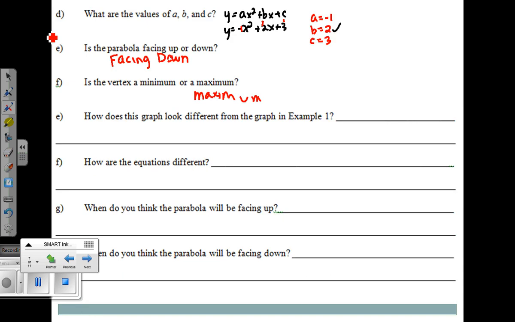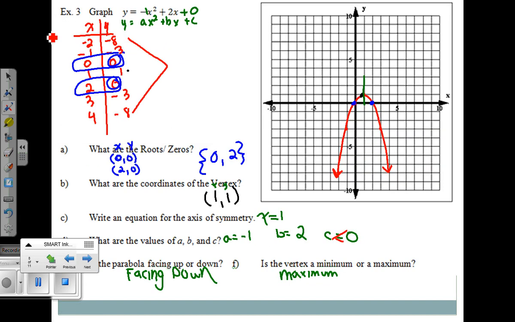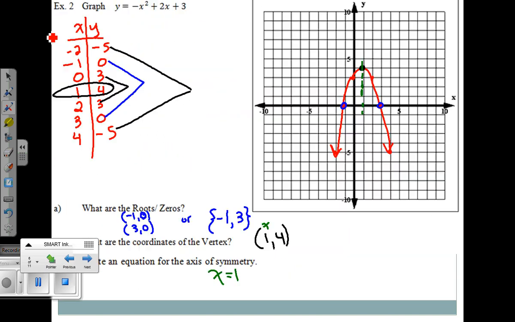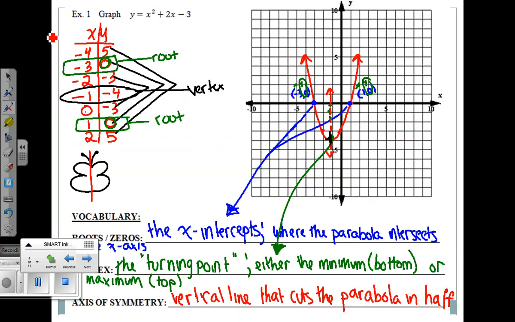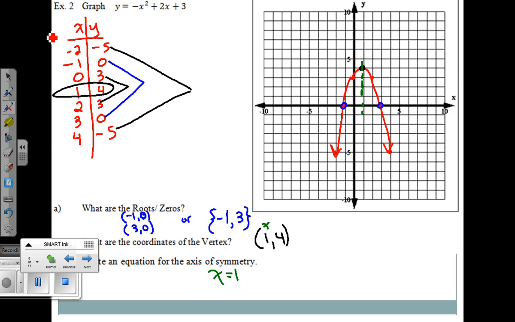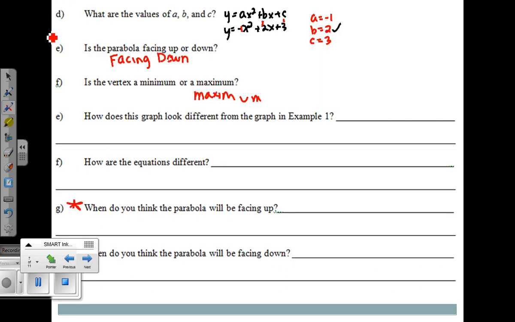If we go back to our original questions about when do you think the parabola will be facing up or down, it doesn't have to do with c, that's for sure. And b has been the same every single time, so it doesn't have to do with b either, so it must be a. So let's take a look at this. Here, a equaled +1, and the parabola is facing up. Here, the parabola is facing down, and a equals -1.